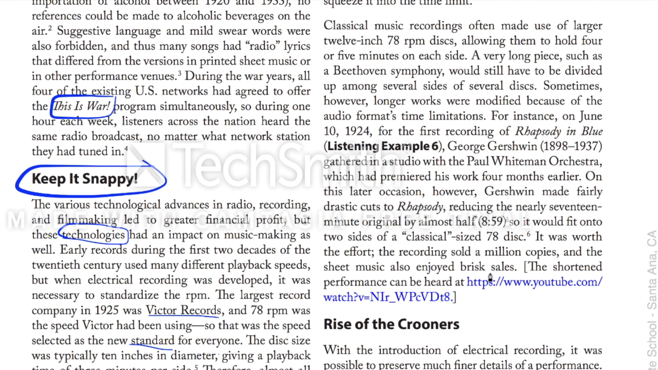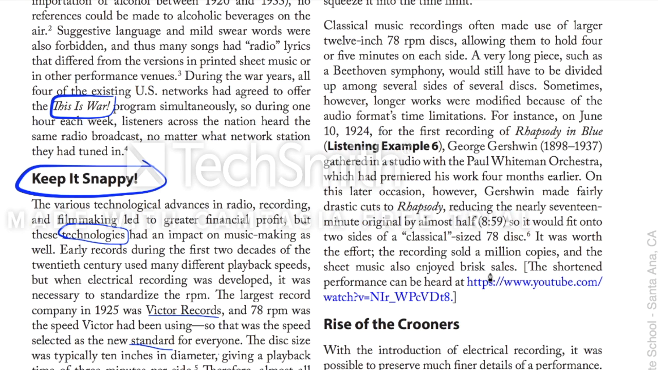Sometimes, however, longer works were modified because of the audio format's time limitations. For instance, on June 10, 1924, for the first recording of Rhapsody in Blue, George Gershwin, 1898 to 1937, gathered in a studio with the Paul Whiteman Orchestra, which had premiered his work 4 months earlier. On this later occasion, however, Gershwin made fairly drastic cuts to Rhapsody, reducing the nearly 17-minute original by almost half, at 8 minutes and 59 seconds, so it would fit into the two sides of a classical size 78 disc.